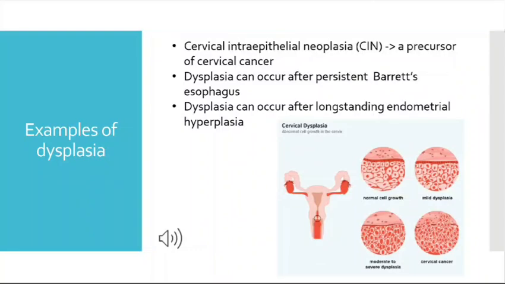Dysplasia can also occur after persistent Barrett's esophagus, which is a condition in which metaplastic columnar mucosa replaces the stratified squamous mucosa that normally lines the distal esophagus. Dysplasia can also occur after long-standing endometrial hyperplasia, and that is usually due to unopposed excess of estrogen.